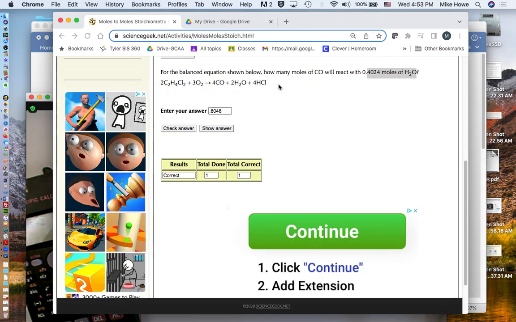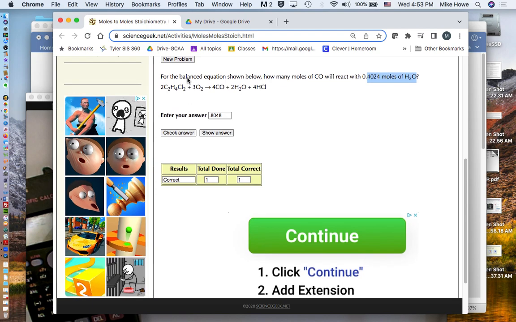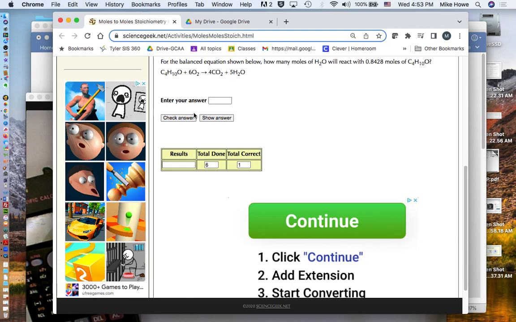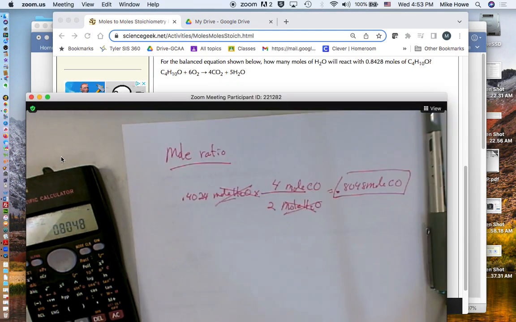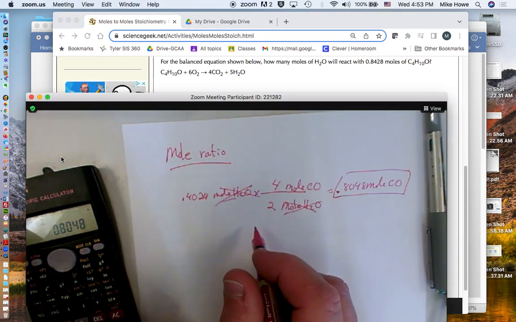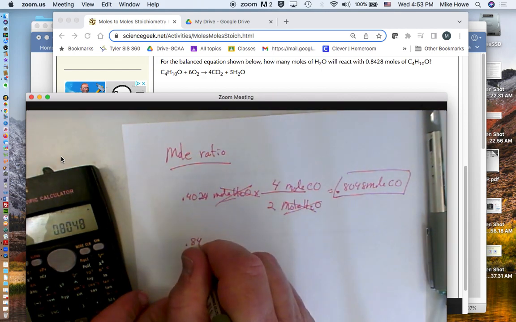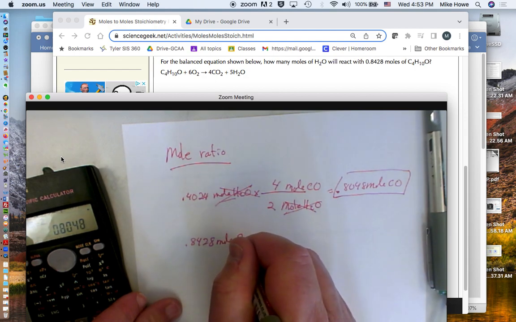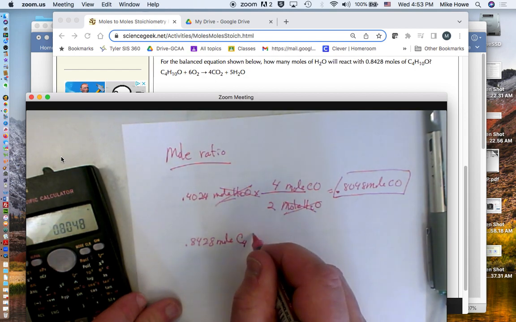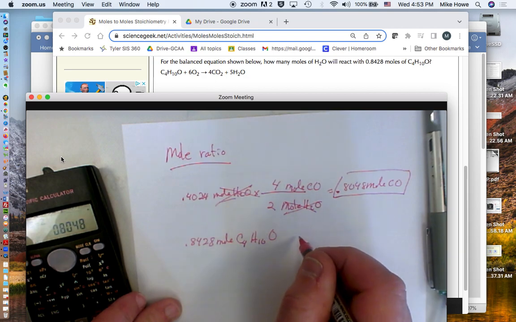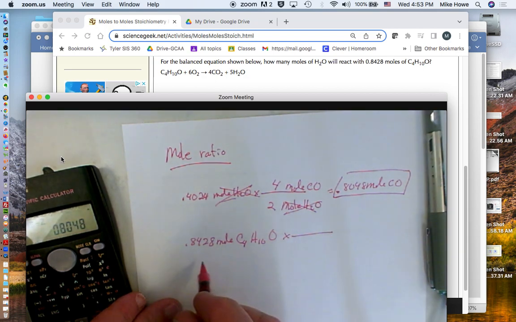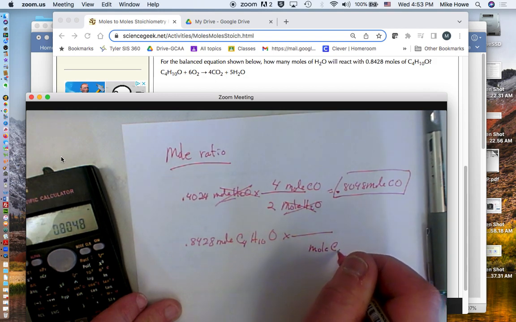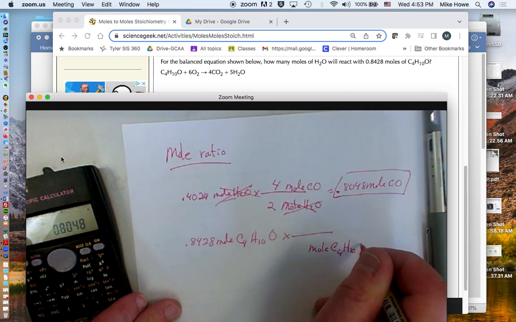I'm going to do one more example, and we'll just click on new question, and then we'll call this video complete. I'll do this one a little bit faster. All right, so in this case we're given 0.8428 moles of C4H10O. So you automatically know that moles of C4H10O go on the bottom. I haven't even looked back up to see what the problem looks like. I just know that goes there.